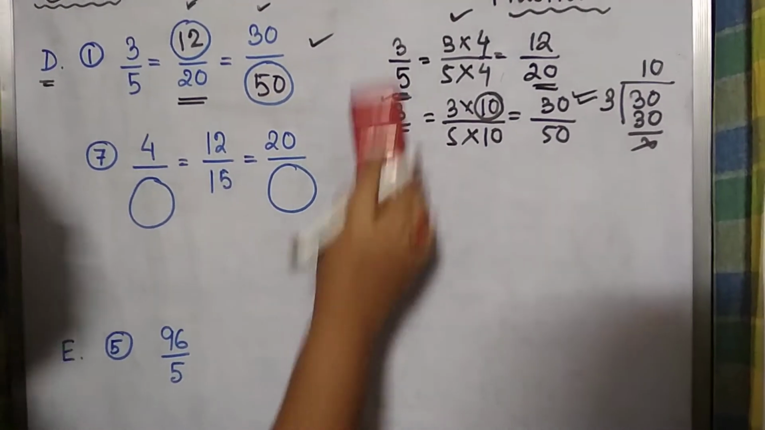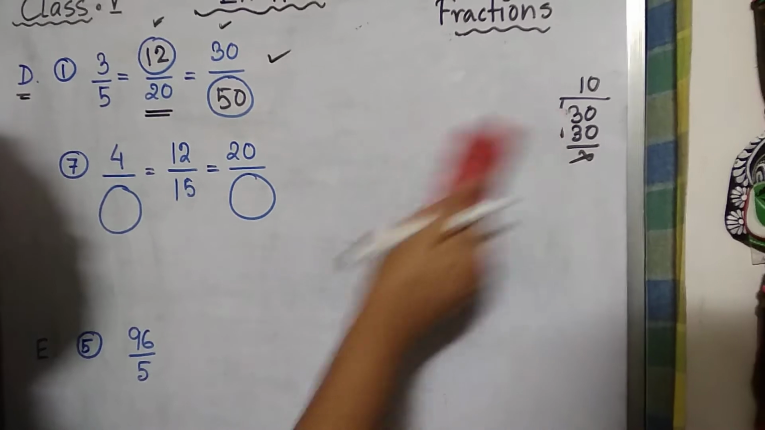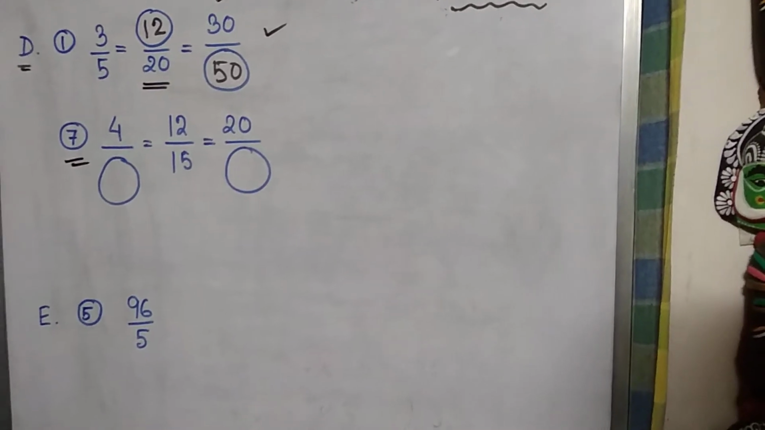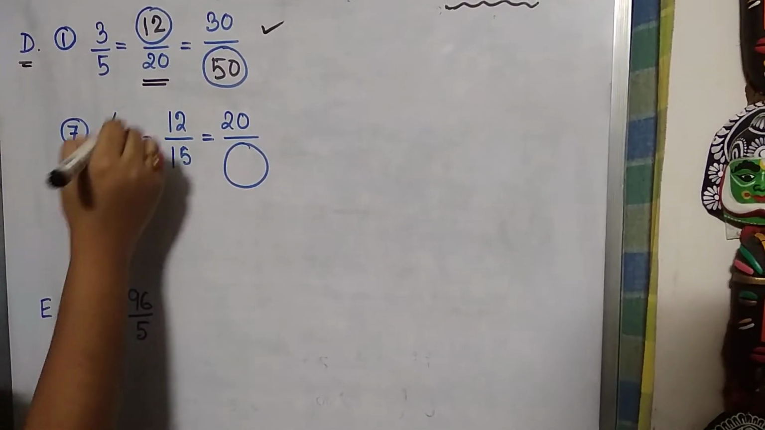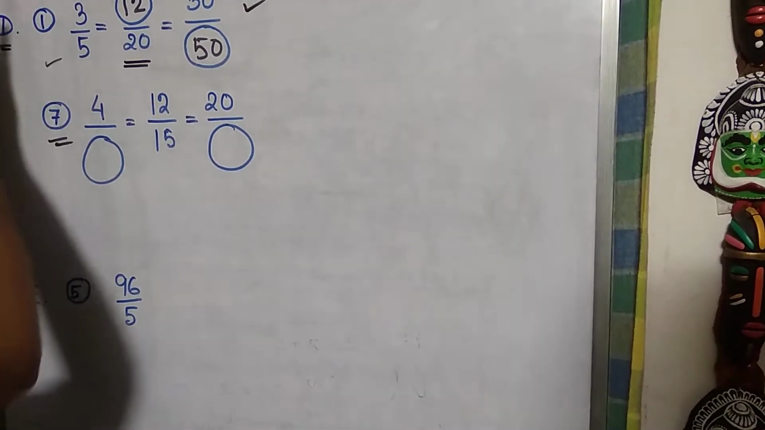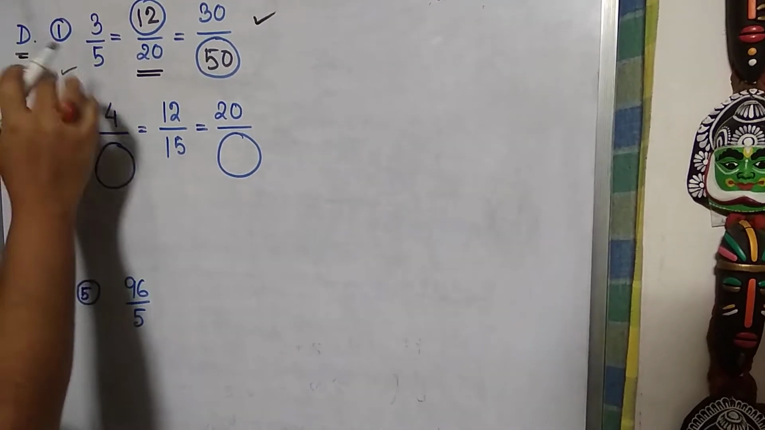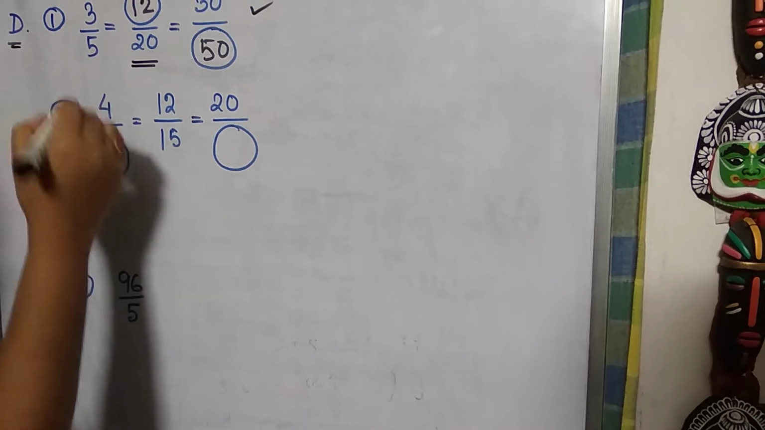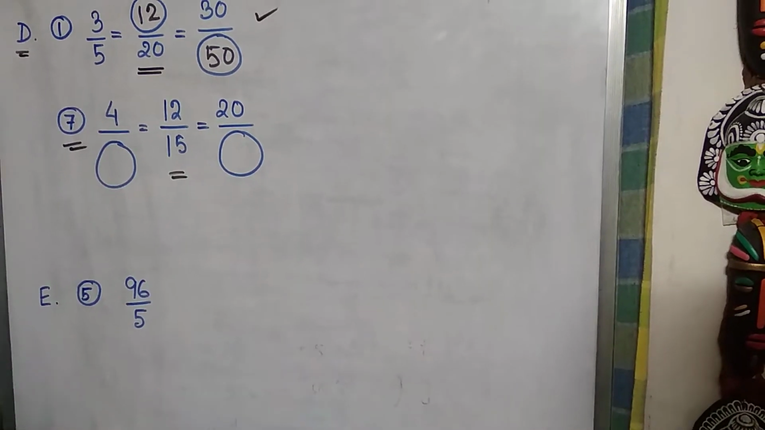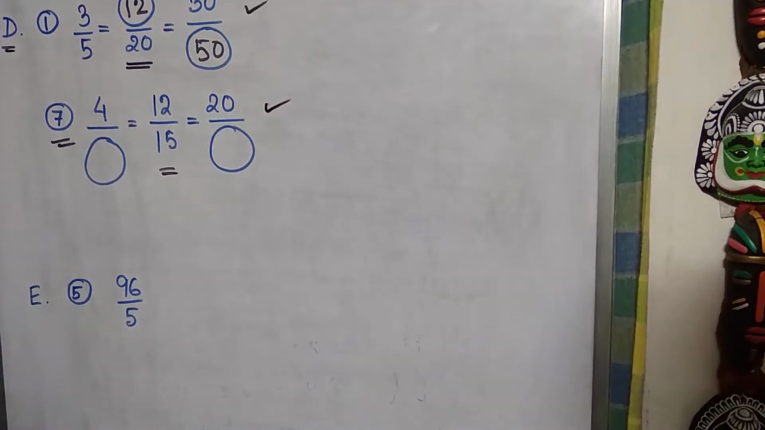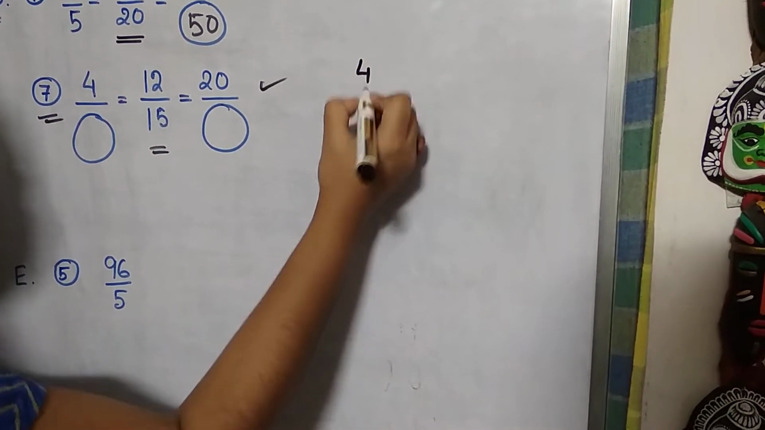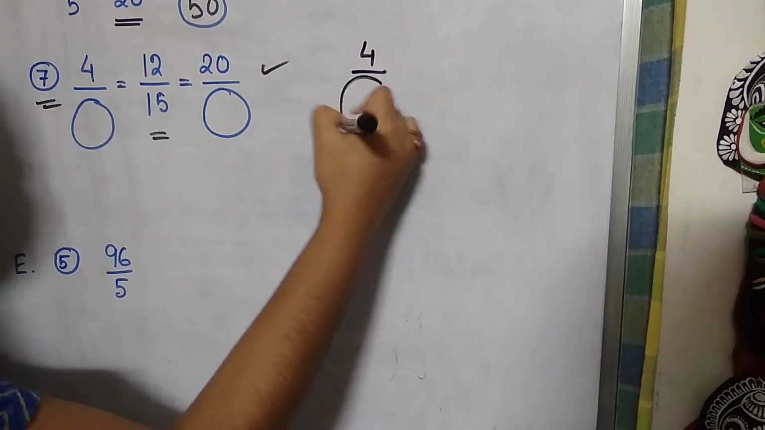Understand? So in a similar way, we are going to solve the second sum, that is number 7 that I have taken. See here, what is the twist? 4 by blank space is there. In the first one, the primary fraction was given, but in this case the middle equivalent fraction is given, and the primary fraction is not given, and again the second equivalent fraction is also missing. So we will follow the similar method, no worry.